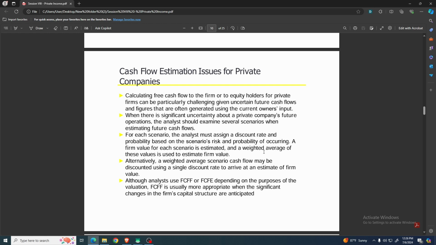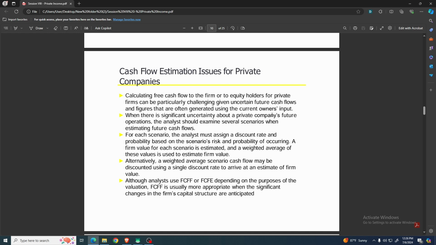So free cash flow to the firm, or FCFF, or to equity holders, FCFE, is a crucial measure for valuation, but it can be particularly challenging to calculate for private firms due to uncertain future cash flows. The figures are often generated using the current owner's input, which can introduce bias or reflect overly optimistic assumptions. This can happen because if the owner conducts the valuation with their input, what's to say they are not going to bubble up their currently existing values, right? What is the guarantee? So that is one big problem.